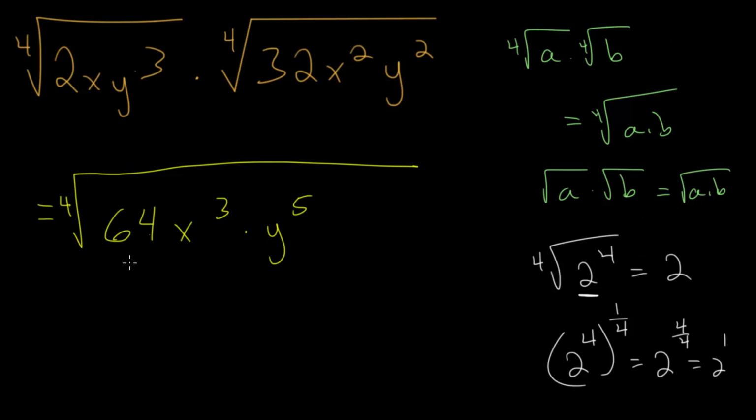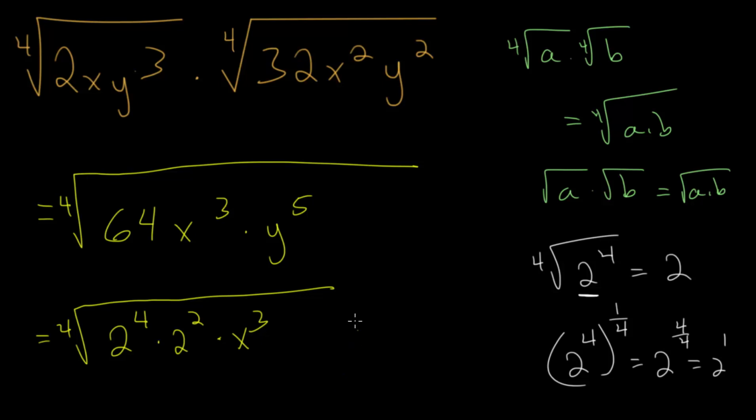So we can start with 64. That's really just 2 raised to the sixth power. And 2 to the sixth can really be written as 2 to the fourth multiplied by 2 squared. And you can check this, since 2 to the fourth is 16, 2 squared is 4, 16 times 4 is 64. Now x cubed, we actually won't be able to simplify that since its exponent is not high enough to be able to cancel out. But y to the fifth we can rewrite as y to the fourth multiplied by y.